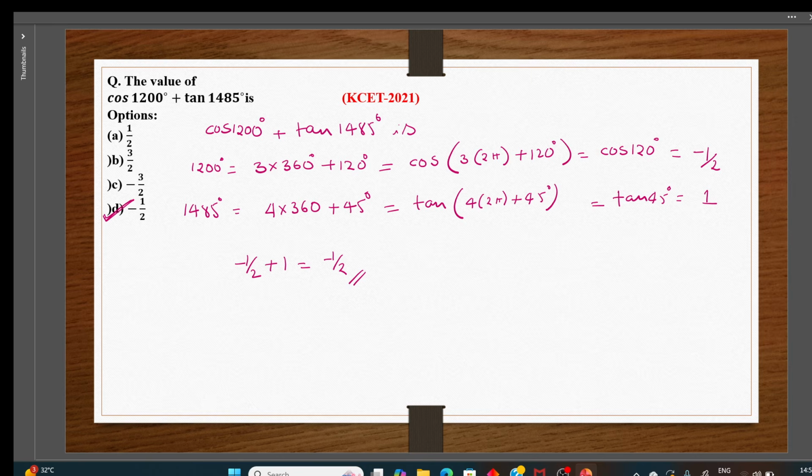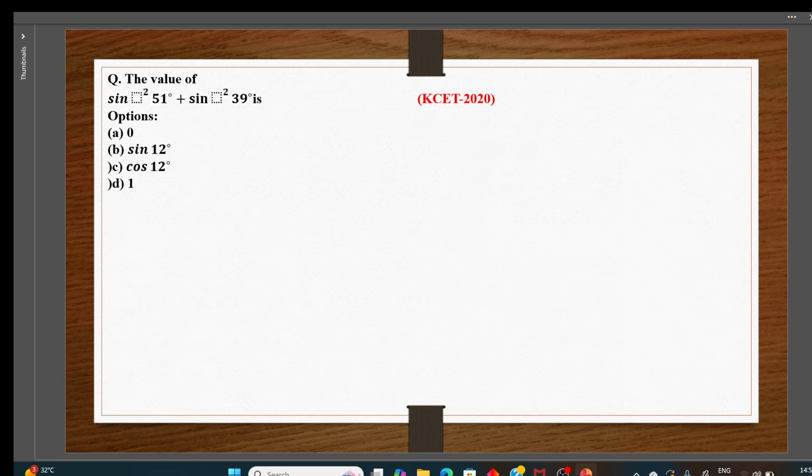Clear? Next question. This question is from KCET 2021. Clear. Next question. This question is from KCET 2020. The value of sine square 51 degrees plus sine square 39 degrees is. Very simple question.